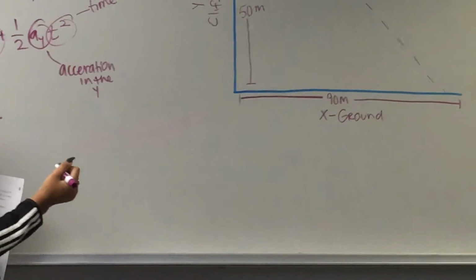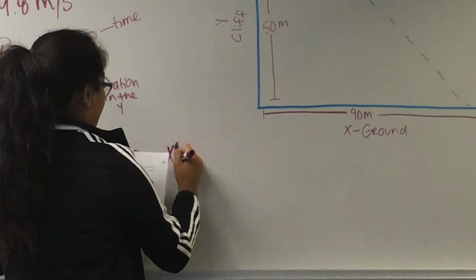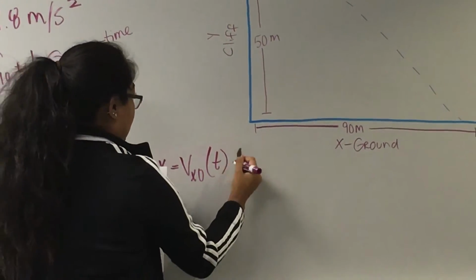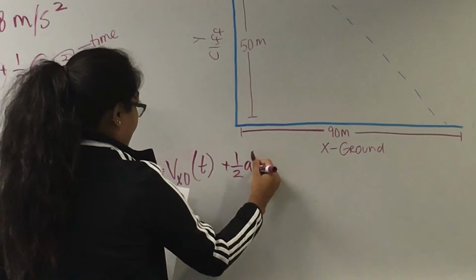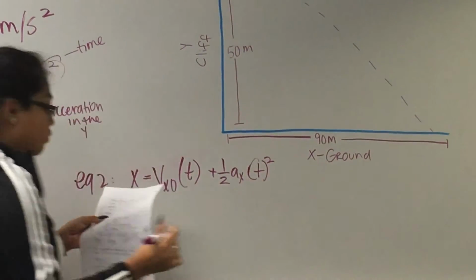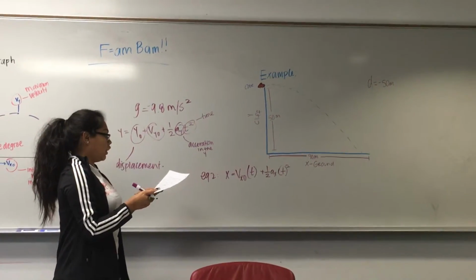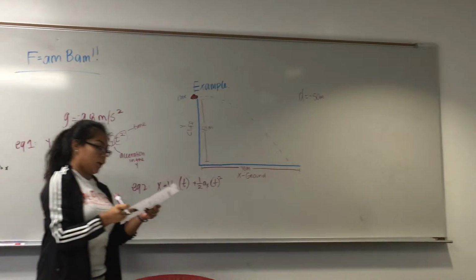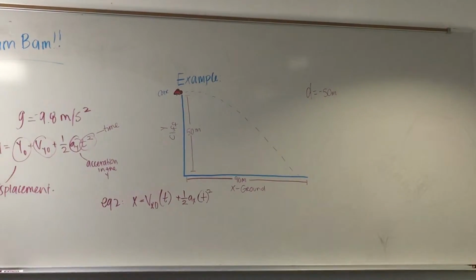This is equation 1. We also have another equation, equation 2, which is in the x. x equals vx naught times t plus 1/2 ax, acceleration in the x, times t squared. Now using these equations, we could apply it to an actual problem.